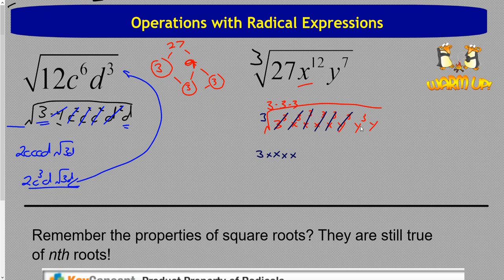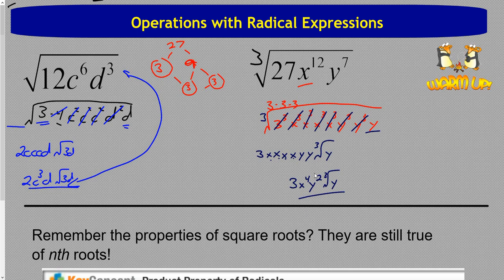I can do the same thing with 2 of the groups of y's. There's a y and another y. This y I can't take the cube root of, so it's going to stay inside the radical. So all that's left is 3, 1, 2, 3, 4 x's and 2 y's times the cube root of y.